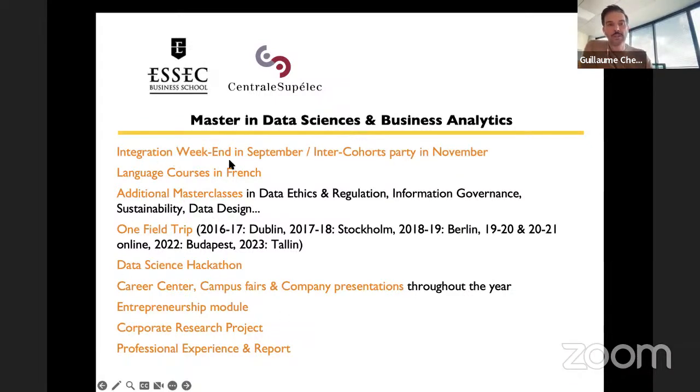So we're going to have an integration weekend, inter-cohort parties, and language courses, which are important if you want to live in France afterwards. They're not compulsory. I mean, it's not purely compulsory to speak French in France, in Paris in particular. But if you want to work in consulting, that would be important, because you can interact with clients that could be anywhere in France, and some of them are not as professional in English as you would be. So it's important also to have that.